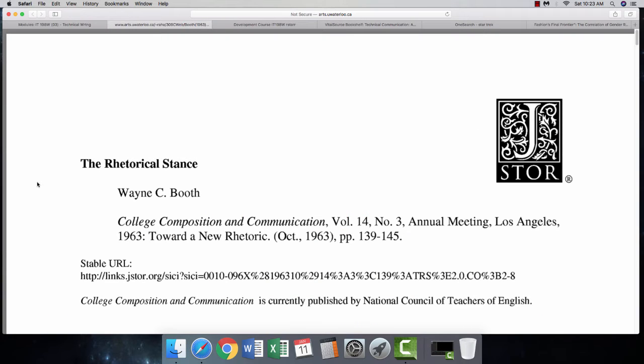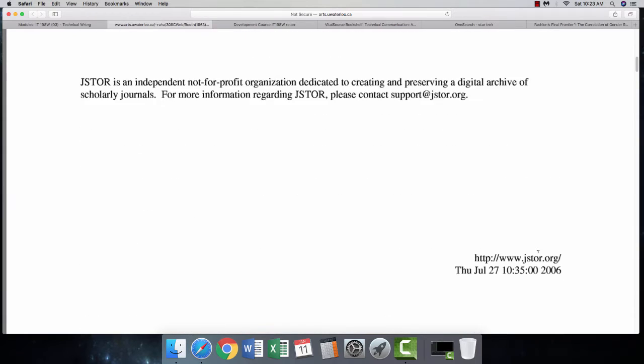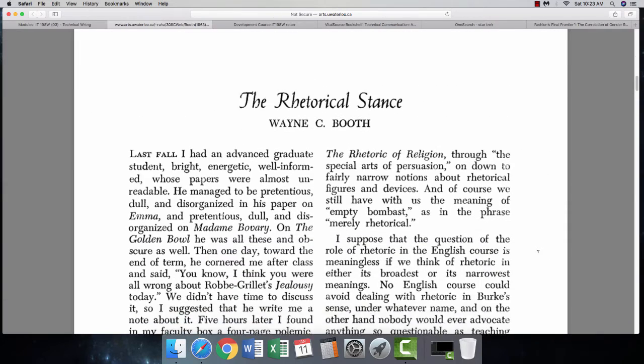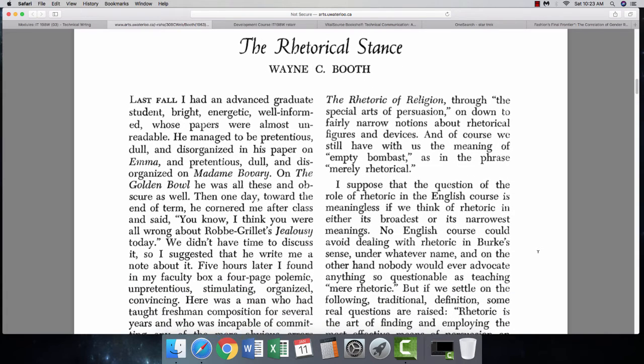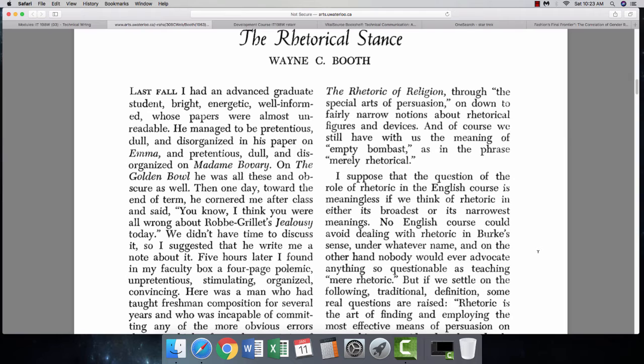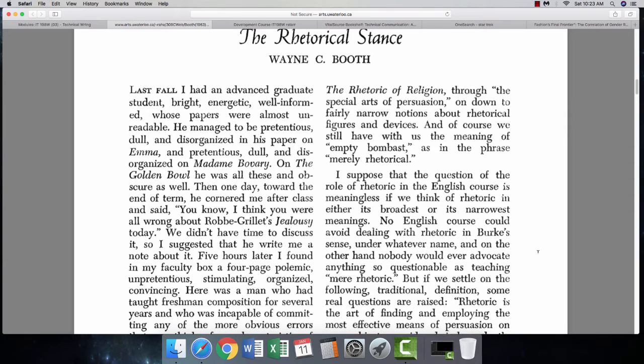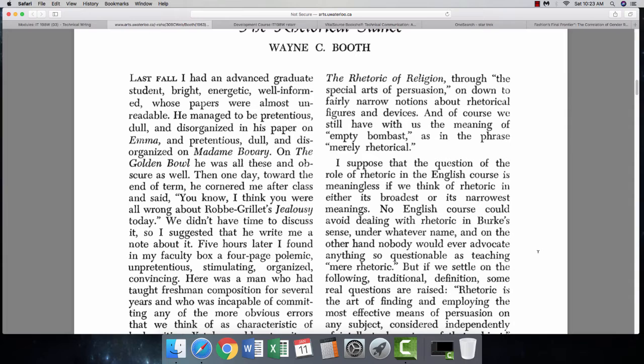Here's another piece of academic writing, also more or less in my field. It's an old piece. You can kind of tell by the font and everything. "Last fall, I had an advanced graduate student, bright, energetic, well-informed, whose papers were almost unreadable. He managed to be pretentious, dull, and disorganized in his paper on Emma, and pretentious, dull, and disorganized on Madame Bovary. On the Golden Bowl, he was all these, and obscure as well."